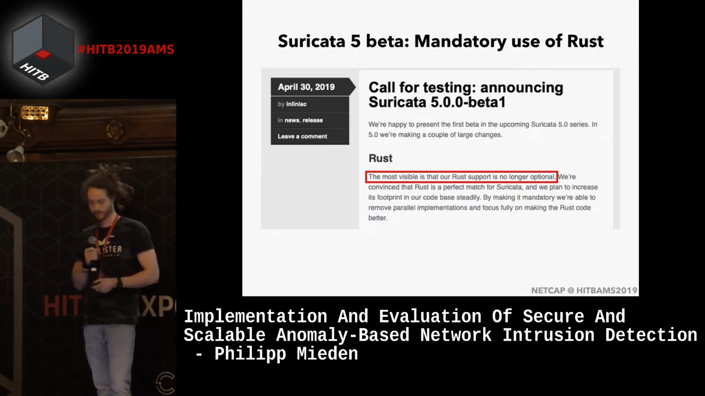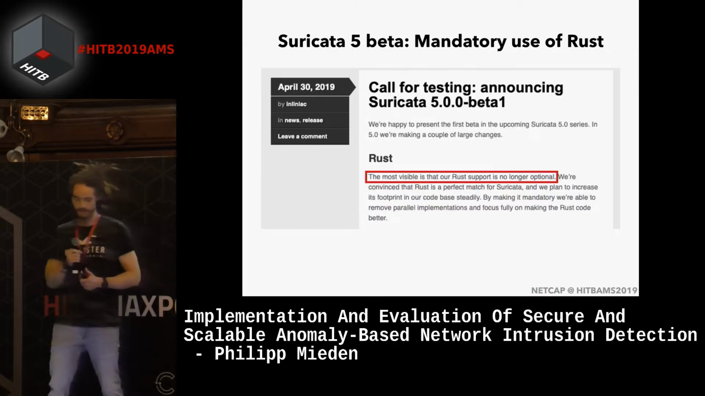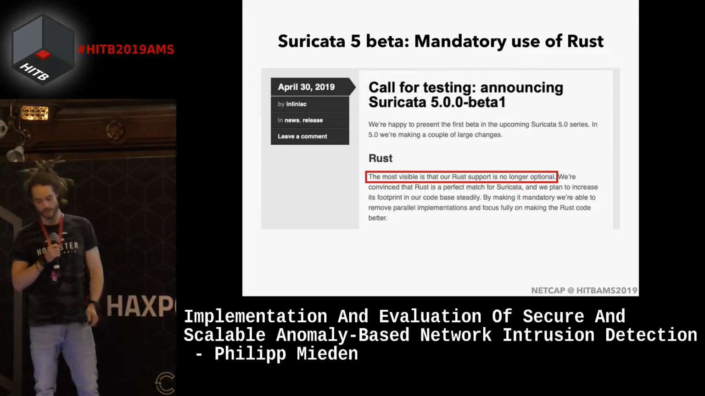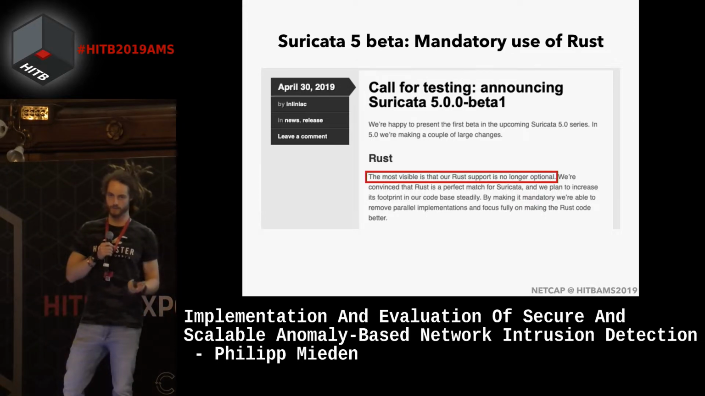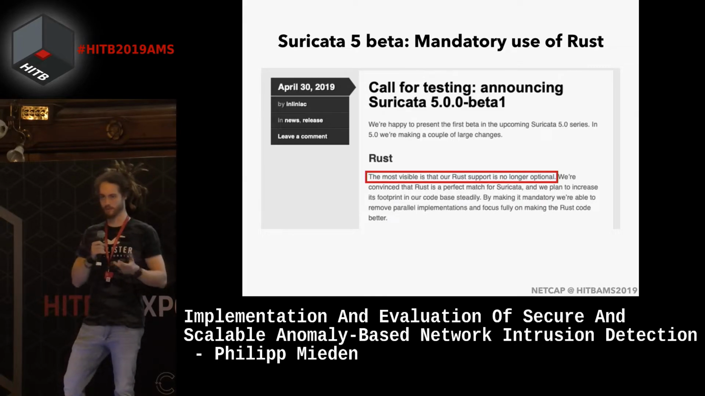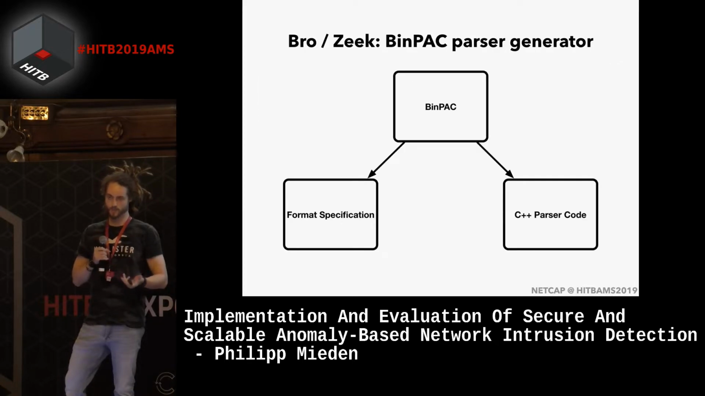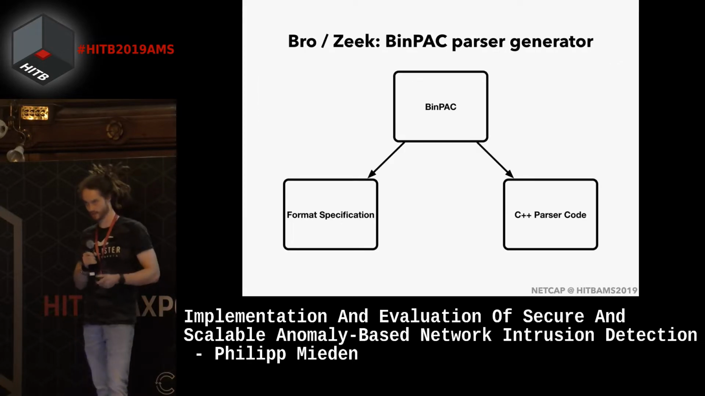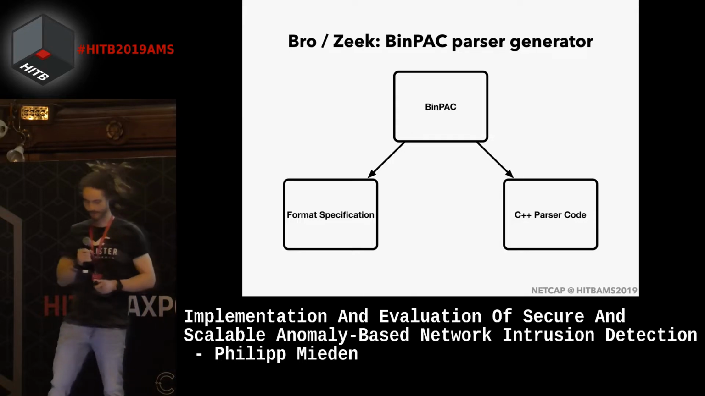What's nice, although, is that for the next version of Suricata, they make Rust mandatory. Currently it is still optional. And this way they don't have to have separate implementations. Bro, for example, they now renamed to Zeek, which is a pity because I really like the name Bro.